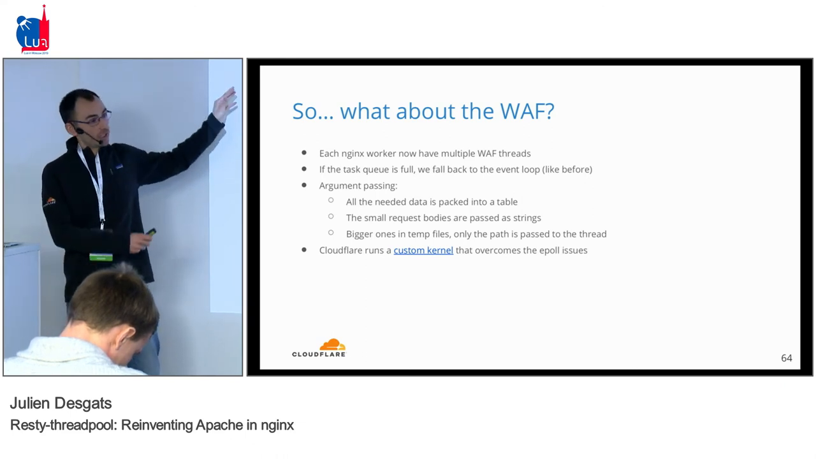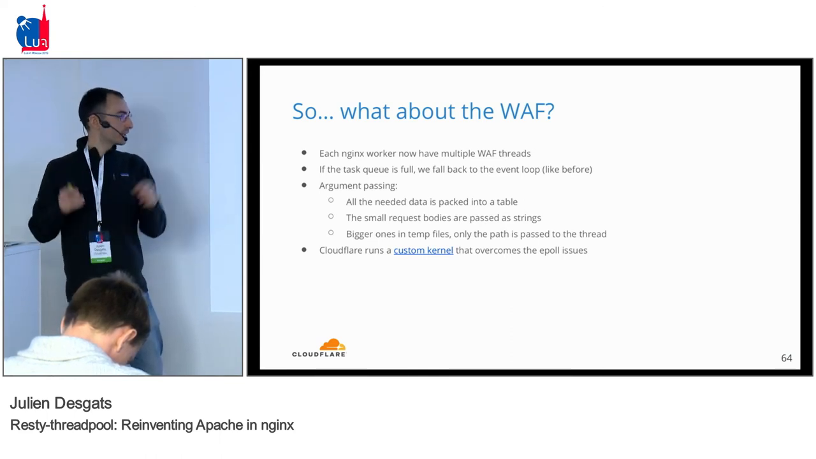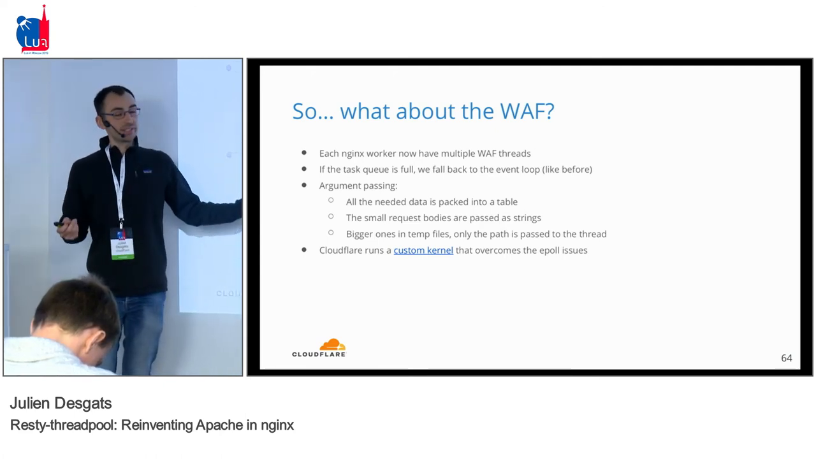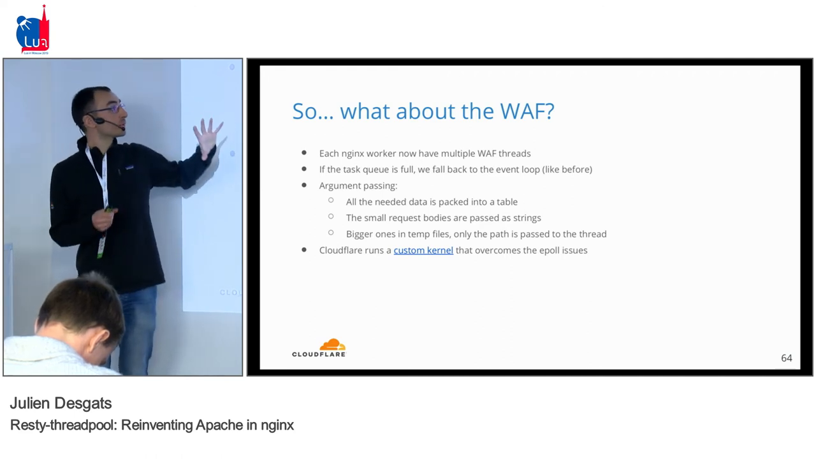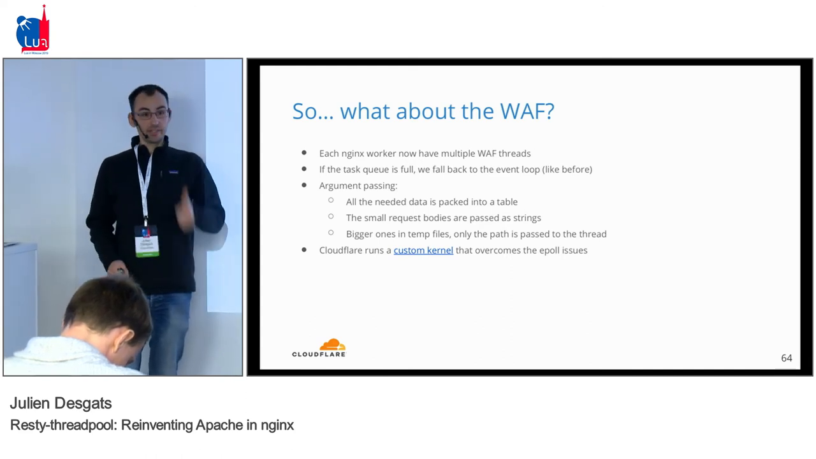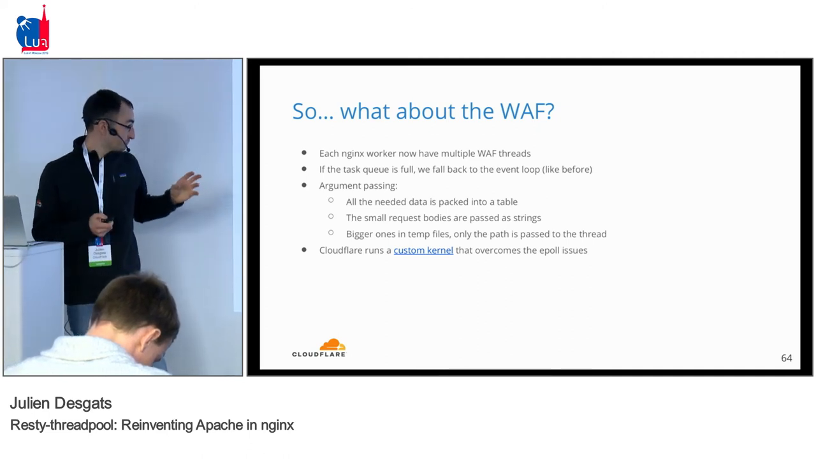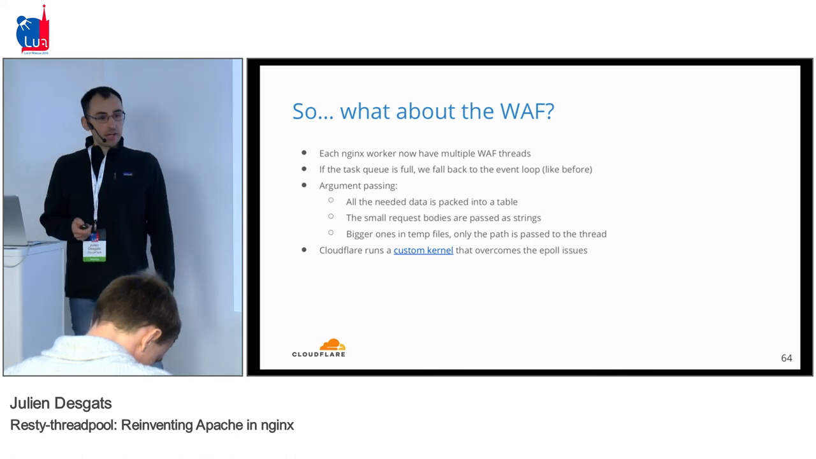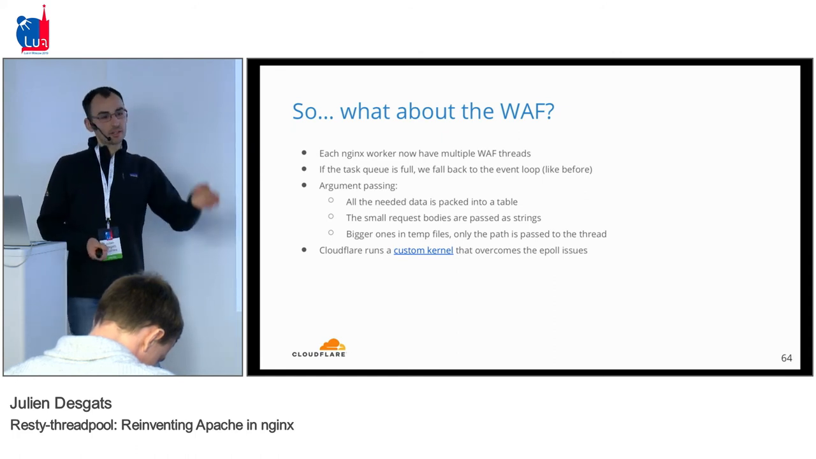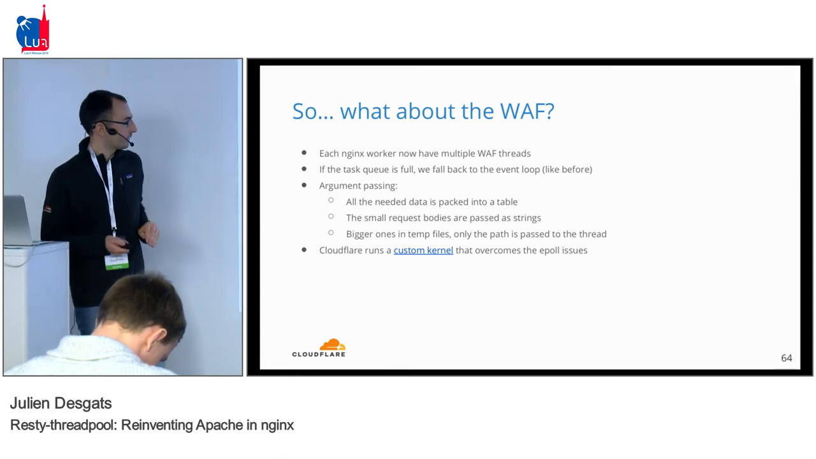So for the argument passing, we basically prepare all the data that the WAF might need into a table that gets serialized and deserialized, and same for the answer. But here the answer is actually pretty obvious. That's why we also focus on the WAF, because it's kind of a pure function. It's like, here are your inputs, just tell me yes or no. So it was a very good case for thread offloading. And also we use a custom kernel patch that overcomes the epoll issue by doing round robin on the workers on every process, rather than always calling them in the same order.